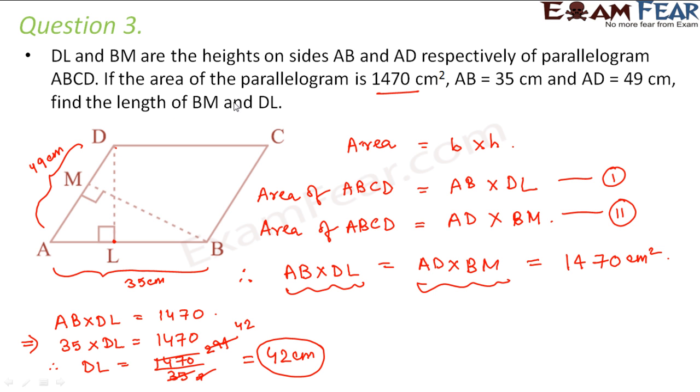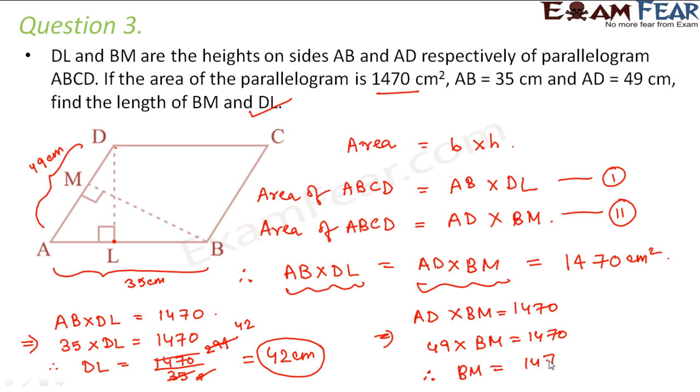So we found out the value of DL. Now we are left with BM. In a similar way, AD into BM is equal to 1470, and AD is given as 49. So 49 into BM is equal to 1470. Therefore, BM is equal to 1470 divided by 49. 7 7s are 49, 7 2s are 14, 7 1s are 7, 0. Again 7 3s are 21 and 0. So this is 30 centimeters. Therefore, the length of BM is 30 centimeters and DL is 42 centimeters.